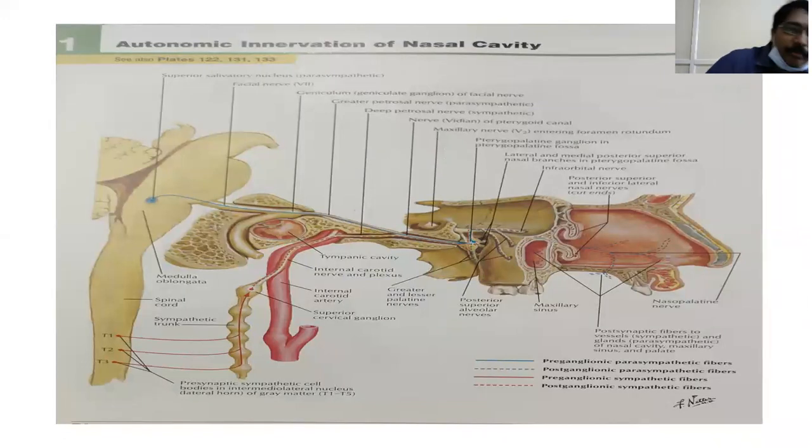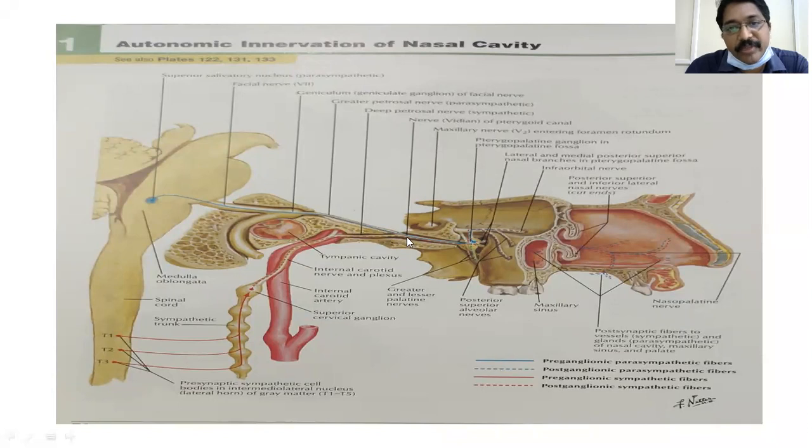Coming to the autonomic innervation of the nasal cavity. Here the parasympathetic supply is mainly from the greater superficial petrosal nerve. You see, the greater superficial petrosal nerve arises from the geniculate ganglion. This is the greater, and this is the parasympathetic nerve supply, and the sympathetic supply is carried in the deep petrosal nerve. This is called the deep petrosal nerve.